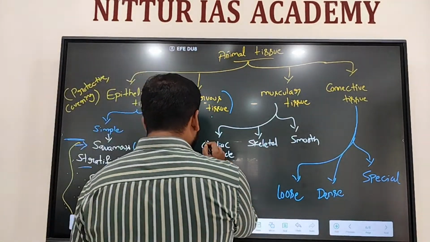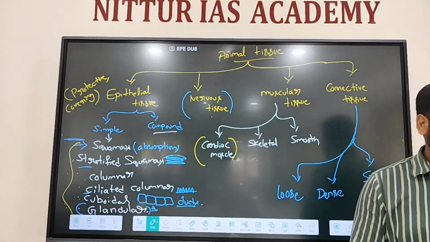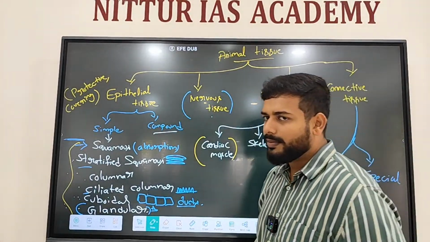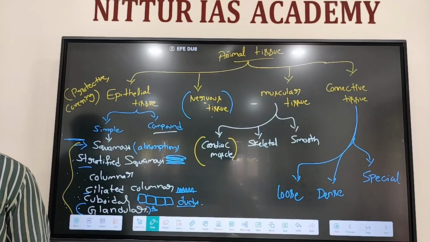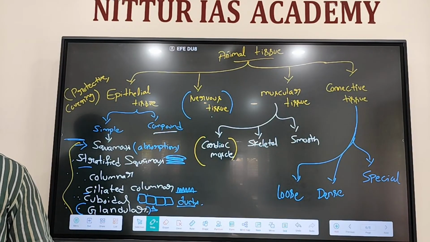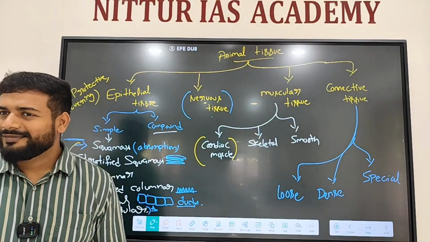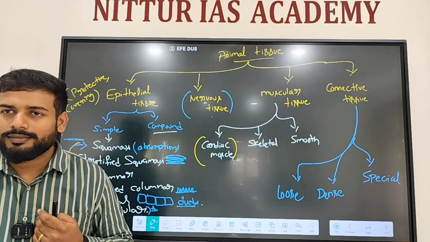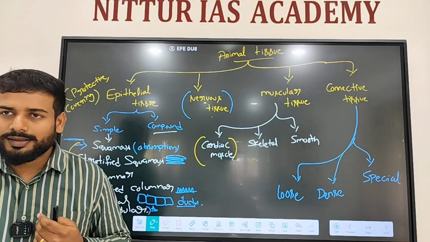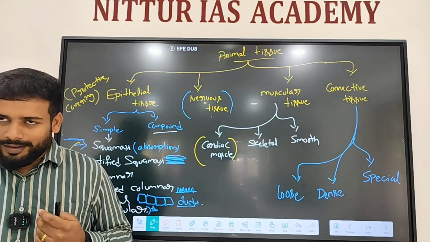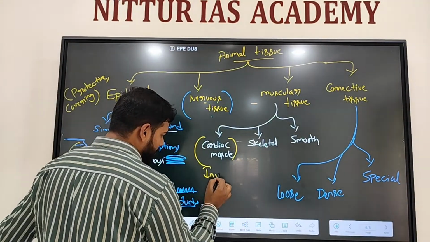Then cardiac muscle, present only in our heart. Is this voluntary muscle or involuntary muscle? Voluntary means which we can control. Involuntary means which we cannot control. Cardiac muscle, can we control it or not? Hey heart, please stop for a second. Will it listen to us? Heart, please beat faster. Will it listen to us? No. The heart is an involuntary muscle.